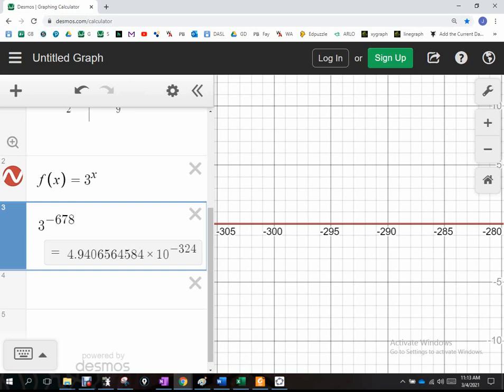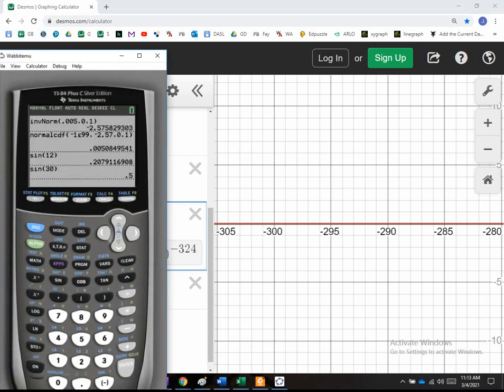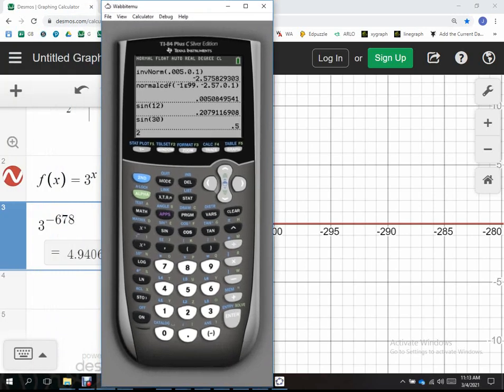If you're using a TI calculator, one of these, you can do the same thing. I want to show you what happens when we do something like this on a TI calculator. So basically I'm asking it to take 2. All right, so it's 3.